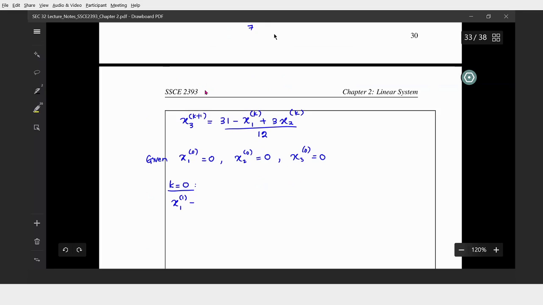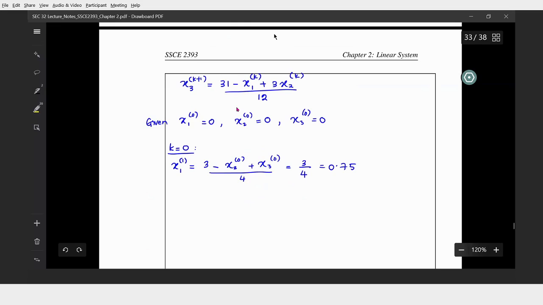At the right hand side it is the formula again: 3 minus x2 at 0 plus x3 at 0, over 4. We know that x2 at 0 is 0 and x3 at 0 is 0. So basically we have 3 over 4, which is 0.75.